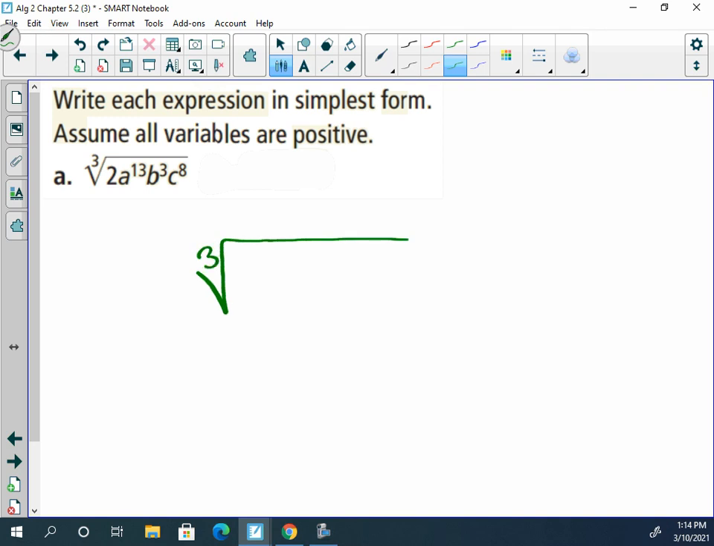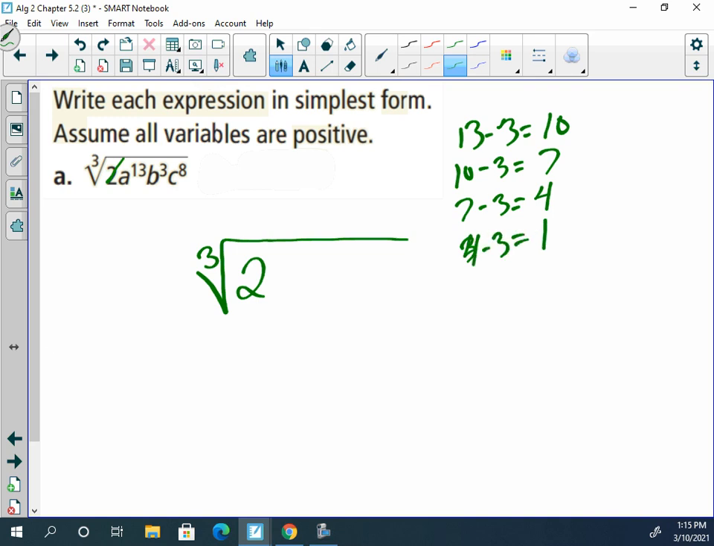Cube root. So let's go one term at a time. Can we take the cube root of 2? No, so it stays inside. Okay, done with 2. A to the 13th. Well, we can. So if we wanted to do this on a calculator, we can do 13 minus 3, which would be 10. So there's 1. We can just keep going. 10 minus 3 is 7. 7 minus 3 is 4. 4 minus 3 is 1.